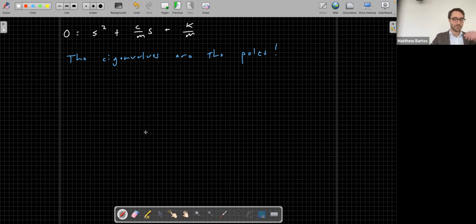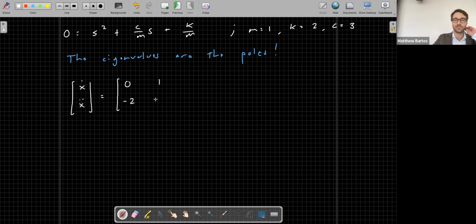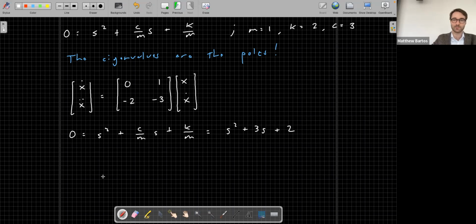All right, and let's go ahead and just put in some numbers just to make it more concrete. So let's let m equals 1, k equals 2, c equals 3. All right, and we will have our system of the form x dot, x double dot is equal to [0, 1; negative 2, negative 3] times x, x dot. Okay, we know that the characteristic equation is 0 is equal to s squared plus c over m s plus k over m, which will be s squared plus 3s plus 2. If we factor this out, it's the same as before. We will get (s plus 1)(s plus 2), and therefore our poles are at negative 1 and negative 2.